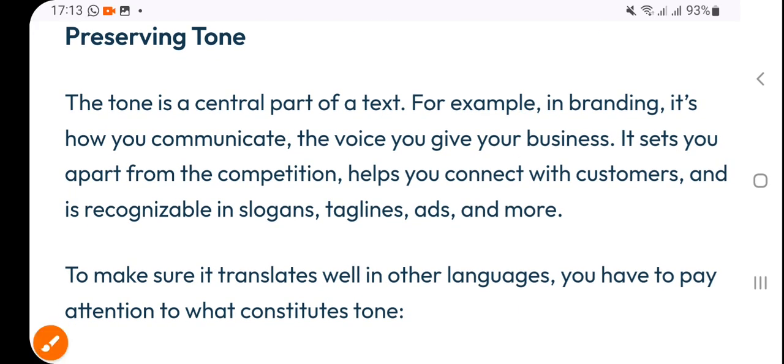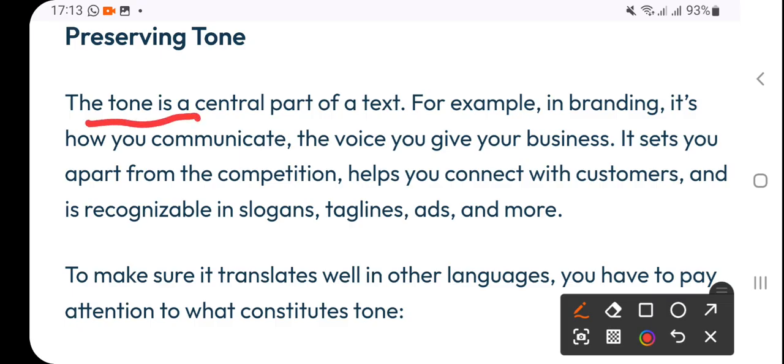Tone is very important. Tone means what? Tone is a central part of the text. For example, in branding, it is how you communicate, the voice you give your business, right? So communication and voice are very important. It sets you apart from the competition, helps you connect with customers, and is recognizable in slogans, taglines, ads and more, right?